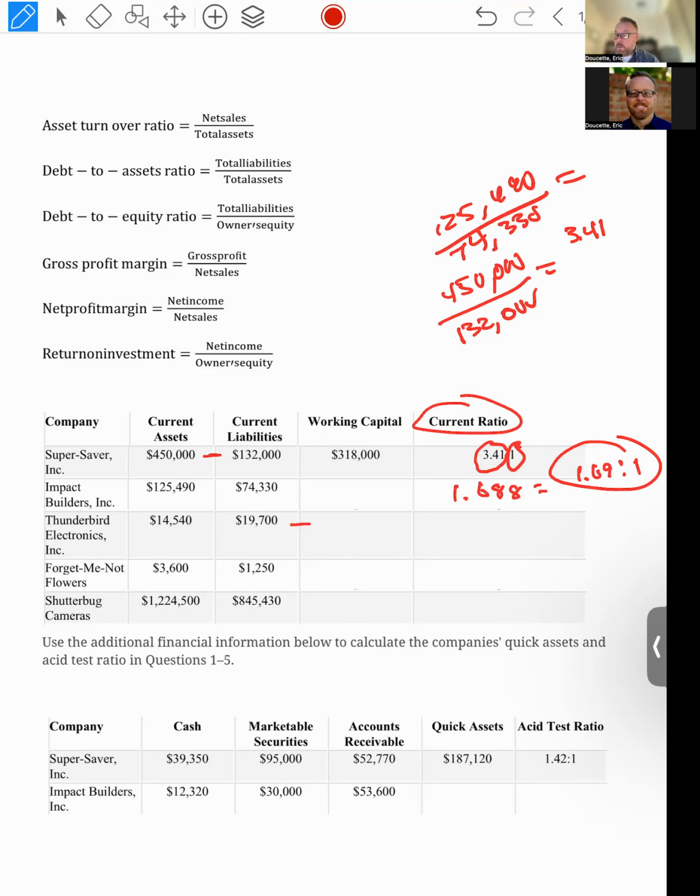You can, of course, find the working capital, which is the difference between your current assets and current liabilities. So in this case, you're going to be upside down. Notice you have more liabilities. So if I was to divide the 14,540 divided by the 19,700, that means I have 0.73 cents of assets to pay off $1 of liability.